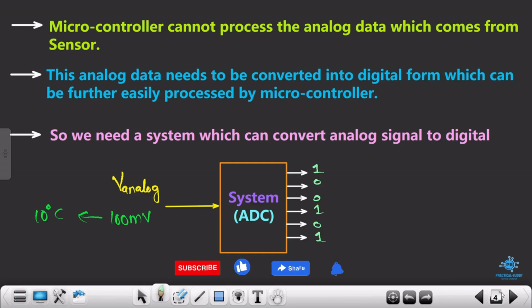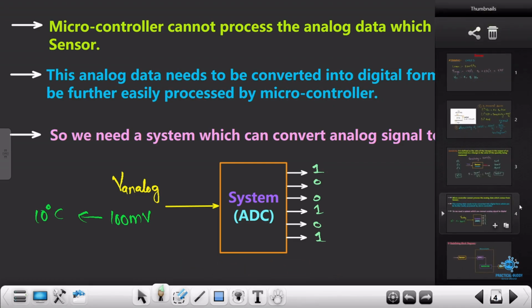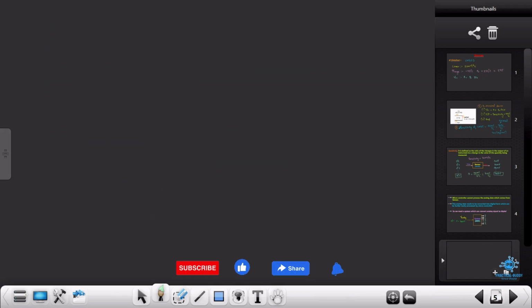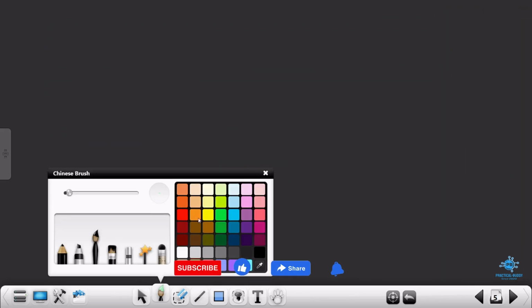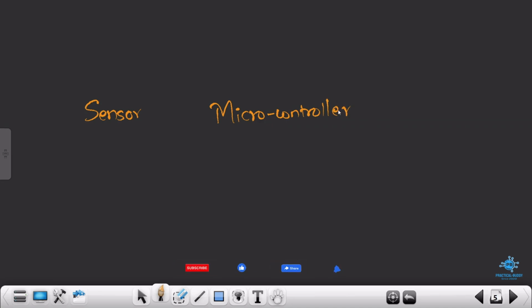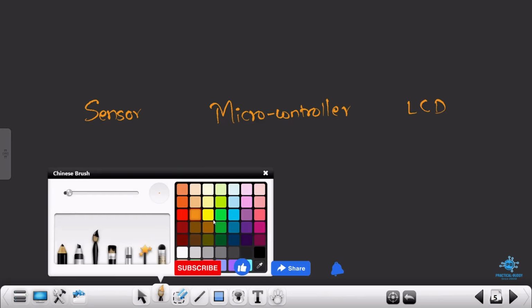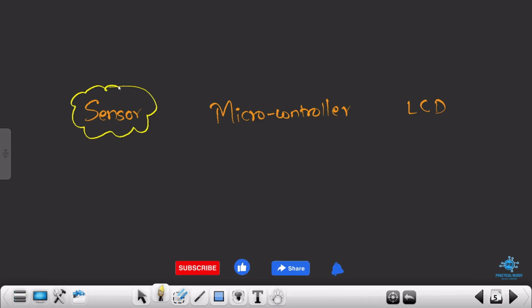Okay, now we need to redefine this particular block diagram which we had seen in the previous few sessions, right? Let me give you a rough idea of what we saw. There was one sensor, the output of this sensor is connected to some microcontroller, and the microcontroller was displaying certain data to the LCD. This was the rough block diagram which we drew when we started this particular project, right?